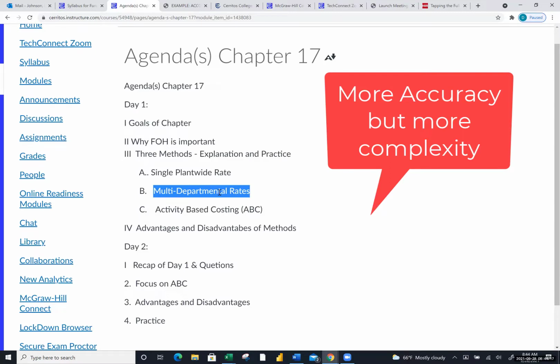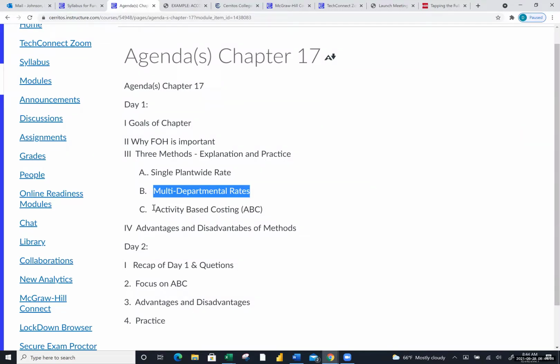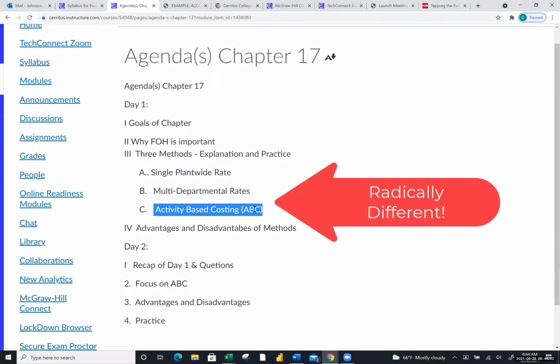And it takes a little bit more sophistication on setting up the general ledger accounts. So we're going to work on these first two mostly today. The last one was a radical new way of thinking when it came out. I remember it coming out in the late 80s. It started to gain popularity. And it is challenging because it is very expensive to implement.